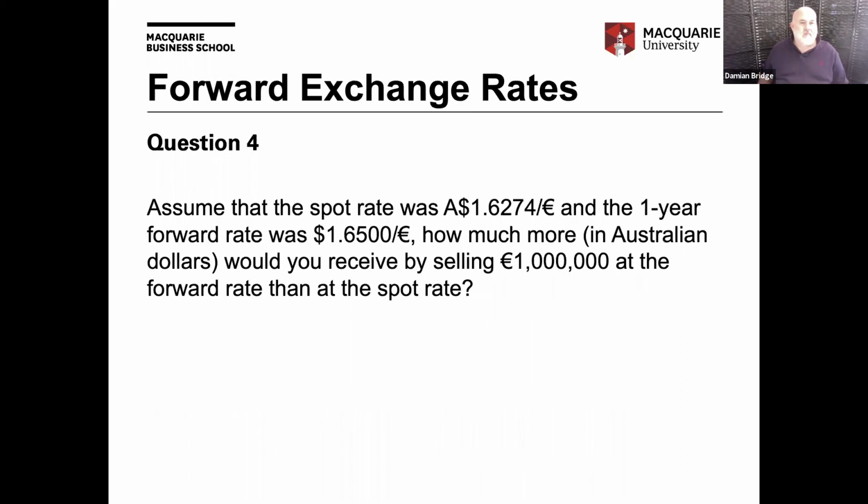Now, let's assume the spot rate was $1.627 to the euro, and the 1 year forward rate was 1.65 to the euro. How much more would you receive by selling at the forward rate than at the spot rate?